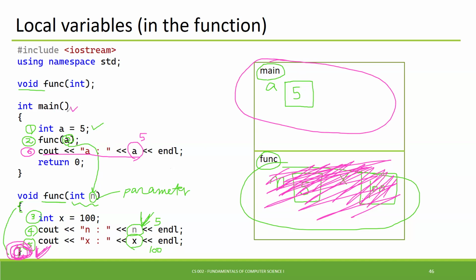So the main function has only one local variable, that is A. The function func has two local variables, N and X. And then when the function ends, the two variables N and X are gone. Any question?